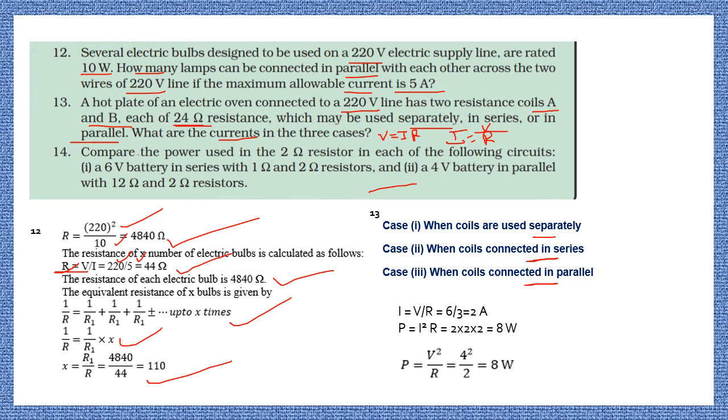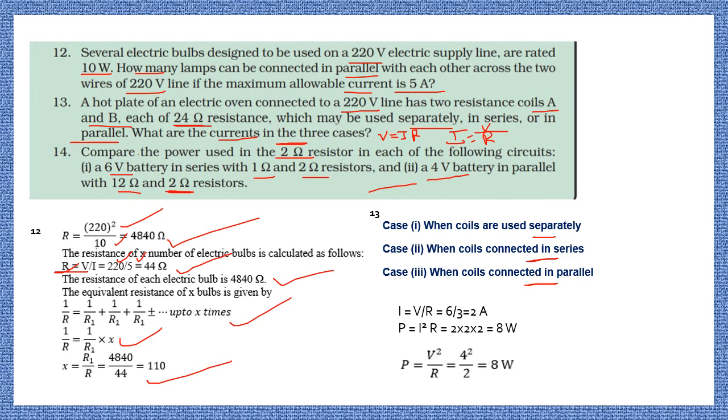This is question number 14. Compare the power used in 2 ohm resistor in each of the following circuits. First case क्या है? 6 voltage बैटरी है और 1 ohm and 2 ohm सीरीज में है, तो भी हमको 2 ohm में पावर फाइंड आउट करना है. सेकेंड केस बैटरी इज ऑफ 4 वोल्ट एंड रजिस्टर है 12 ओम एंड 2 ओम, यहाँ पर भी हमको 2 ओम में पावर फाइंड आउट करना है.